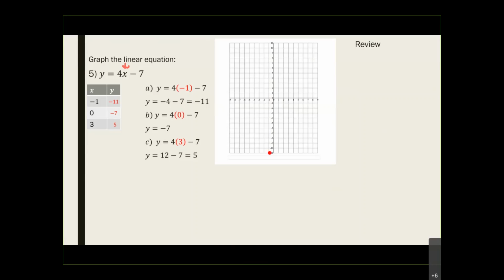Whereas my 0, negative 7? Well, 0, negative 7 is right here, which is 0 stay on the line, negative 7 go down 7, right? And then where is my 3, 5, which is we go to the right 3 and we go up 5, which is, everybody see that my 3 ordered pairs, those are my 3 items. Negative 1, negative 11, 0, negative 7, and 3, 5. Those are my ordered pairs.